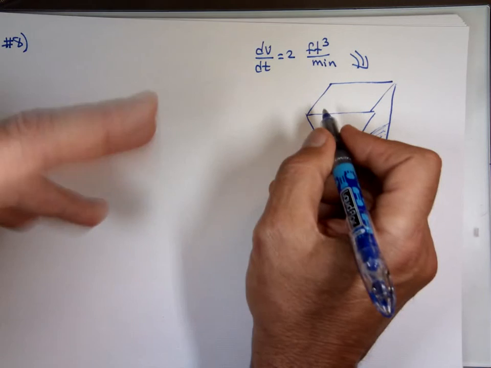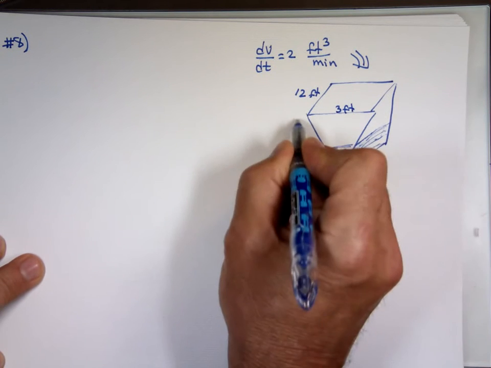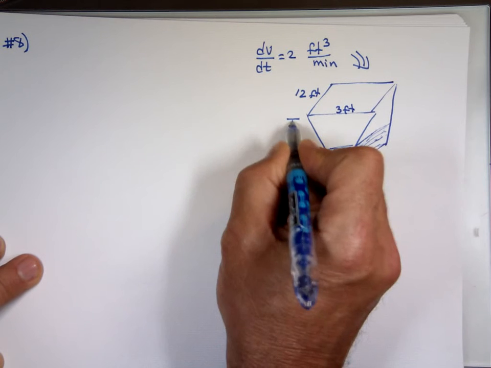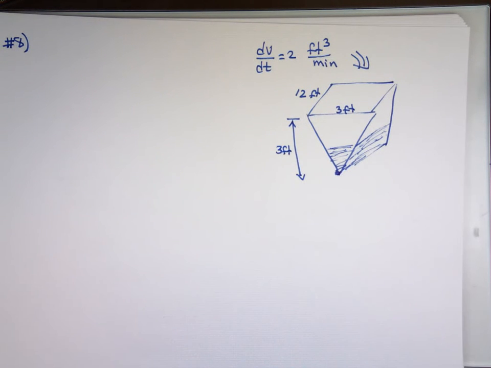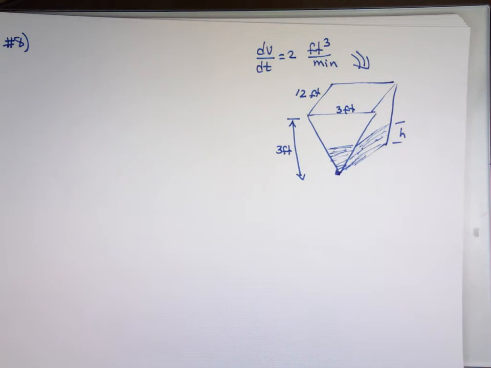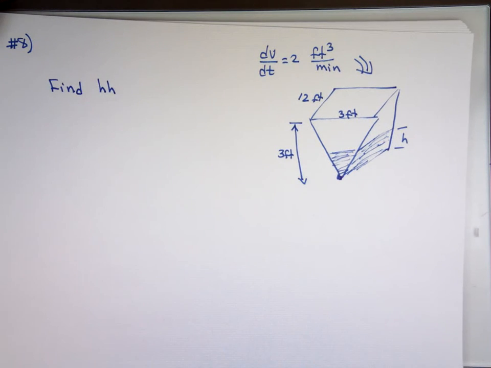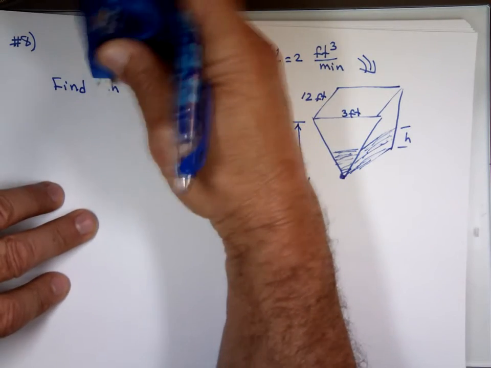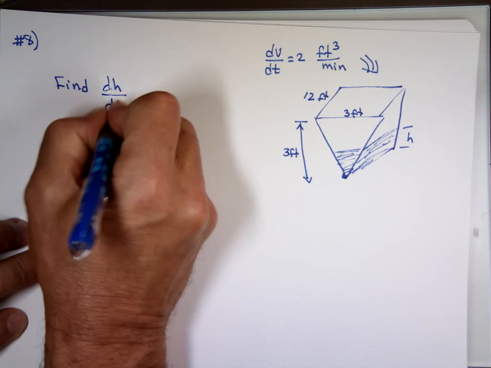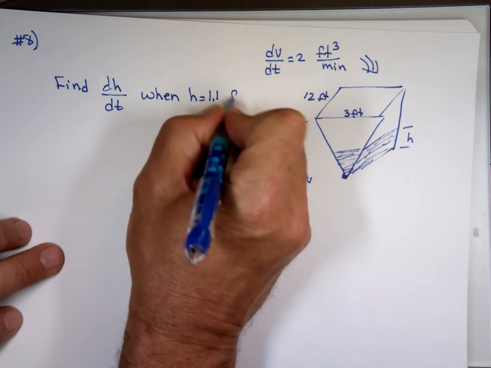This, whatever the shape is, is 12 feet here, is 3 feet here, and the height from here to there is 3 feet. The water depth right now is h. That's how high the water is. The question: find dh/dt, dh, not hh, when h equals 1.1 foot deep here.